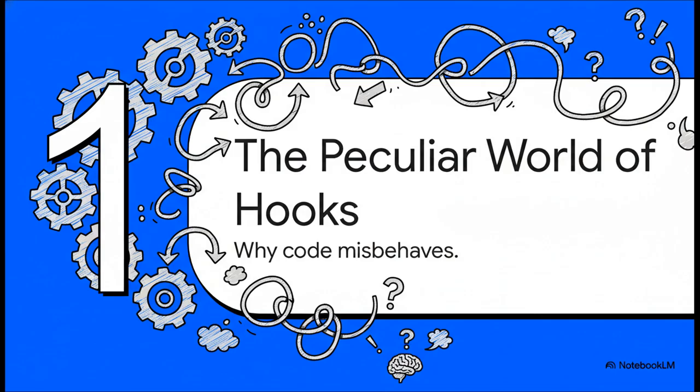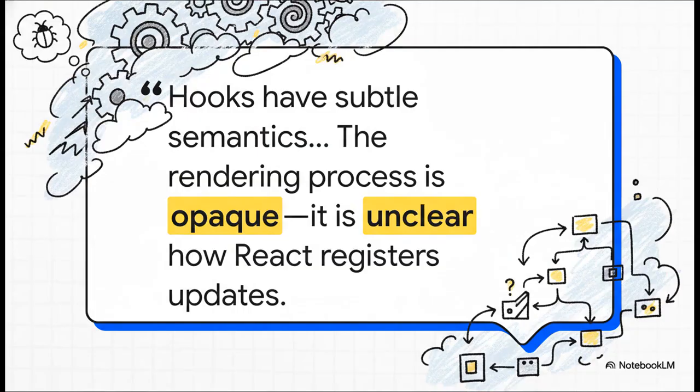See, to really get a handle on state management, we first have to figure out why these tools, the very things designed to make our lives easier, can sometimes lead to such, well, baffling behavior. And look, if you've ever been confused by hooks, you are not alone. As this research paper points out, the whole rendering process is, and I quote, opaque. It's like a black box. Even really experienced developers can get tripped up because it's just not obvious what React is doing under the hood.